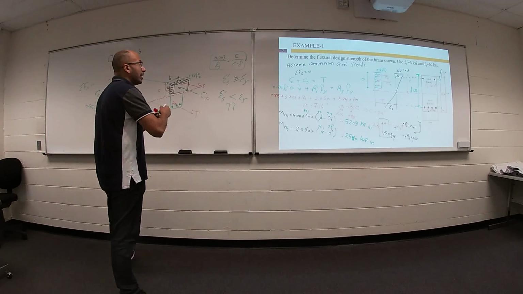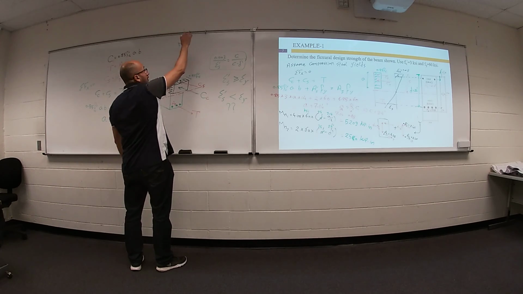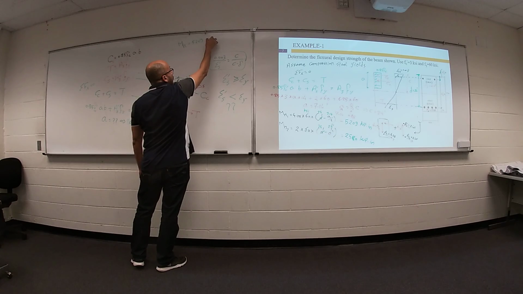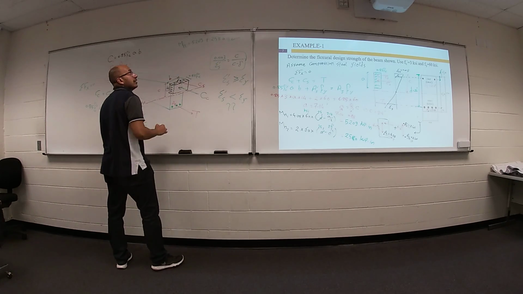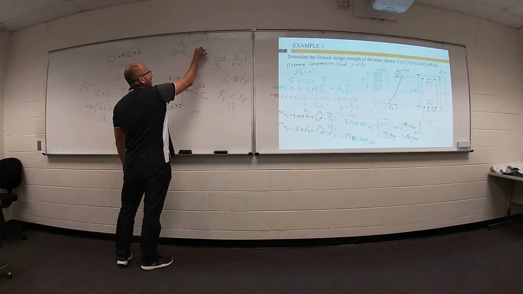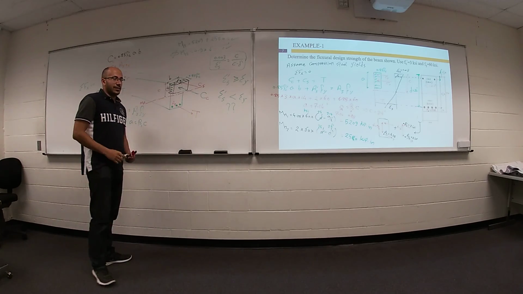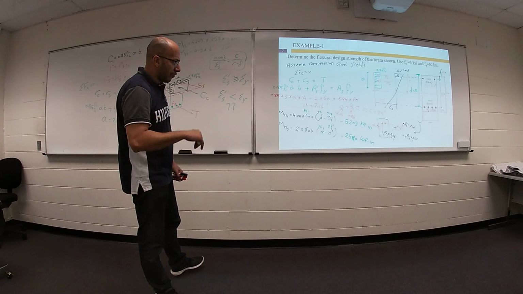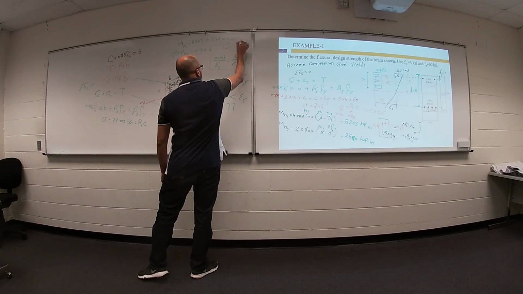So keep going. What is the final nominal moment? 5,209 plus 2,580. You can get your final answer. What is the design? Phi Mn, 0.9 times your final answer. You can get your design moment. Remember, it's in kip-inch. You can divide it by 12 to convert it to kip-feet.